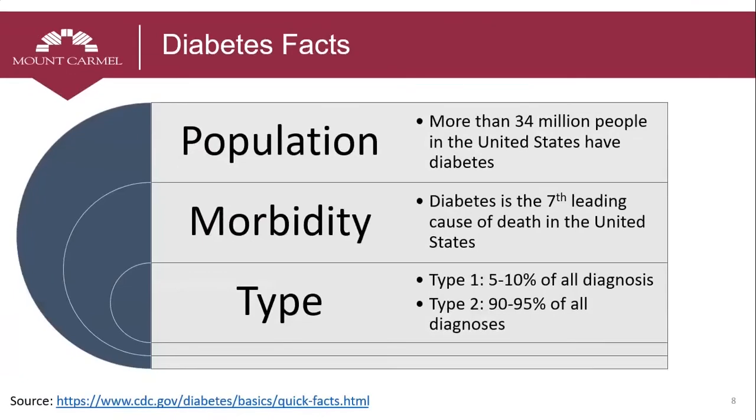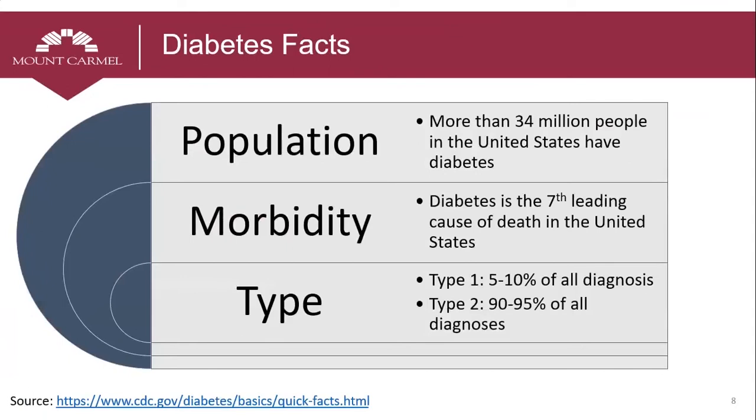More than 34 million people in the United States have diabetes. It is one of the most prevalent chronic conditions in the population. Of the 34 million diabetics, between 5 to 10% are type 1 diabetics, and the other 90 to 95% are type 2 diabetics. Diabetes is the seventh leading cause of death in the United States, according to CMS.